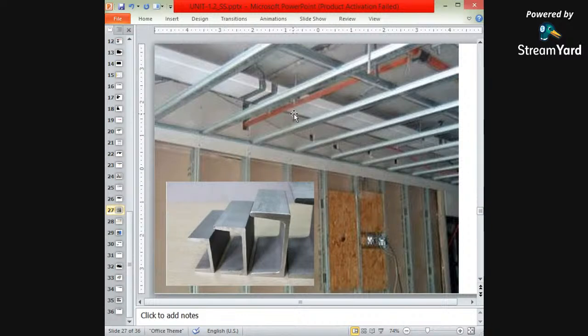Again, these are examples of channel sections. All these members have been made with the help of channel sections. The intermediate beam set in the X and Y directions is made with channel sections, and the vertical columns are also made with channel sections.